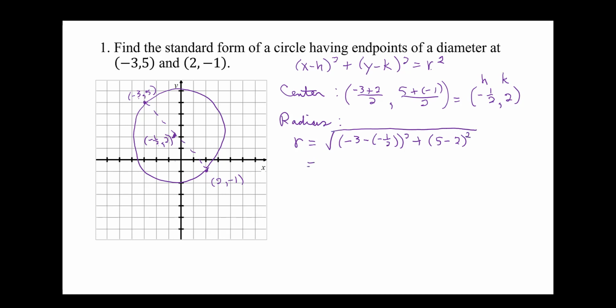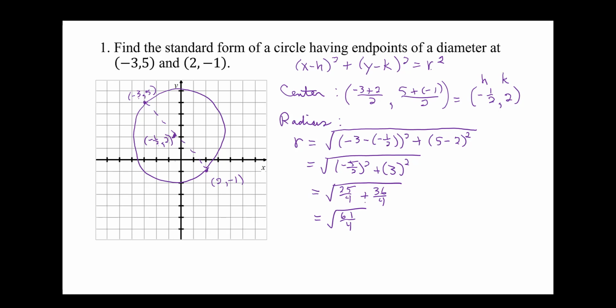And so we'd have the square root of -3 plus 1/2. Negative 3 plus 1/2 would be negative 6/2 plus 1/2, negative 5/2, squared, plus 3 squared. And so what do we get? We get the square root of 25/4 plus 9. And let's see, if I write 9 as 36/4, that gives us a radius of the square root of 61/4, and I think that's good enough for right now.